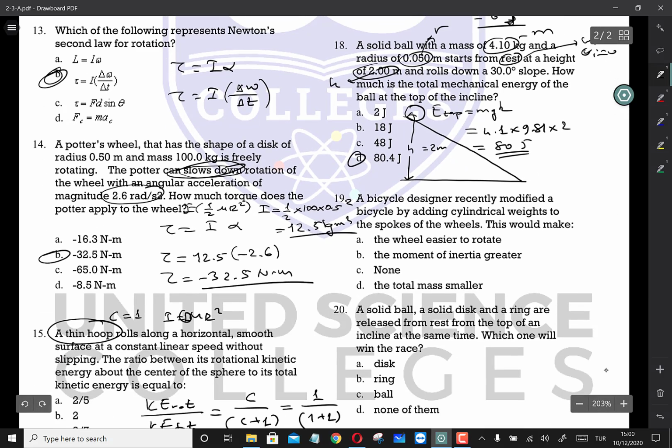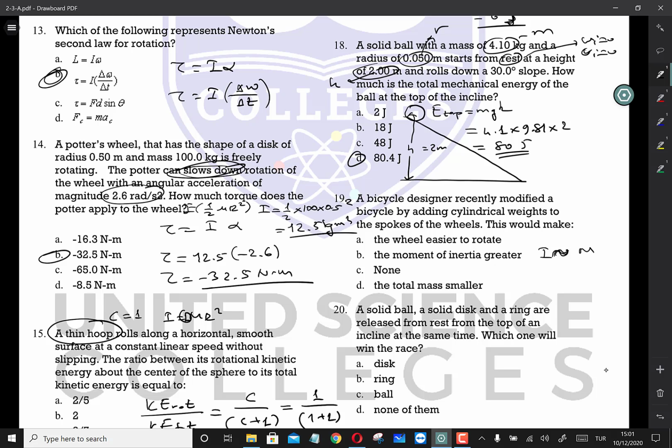Question number 19. A bicycle designer recently modified a bicycle by adding cylindrical weights to the spokes of the wheels. This would make the wheel harder to rotate, the moment of inertia greater. This is correct. Moment of inertia gets greater because moment of inertia is proportional to mass, so when you add mass to a system, you increase moment of inertia. Only exception is if you add the mass exactly to the axis of rotation, so that you can say moment of inertia does not change.